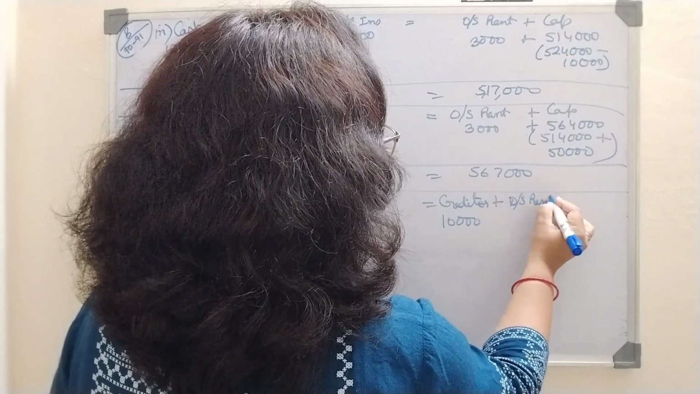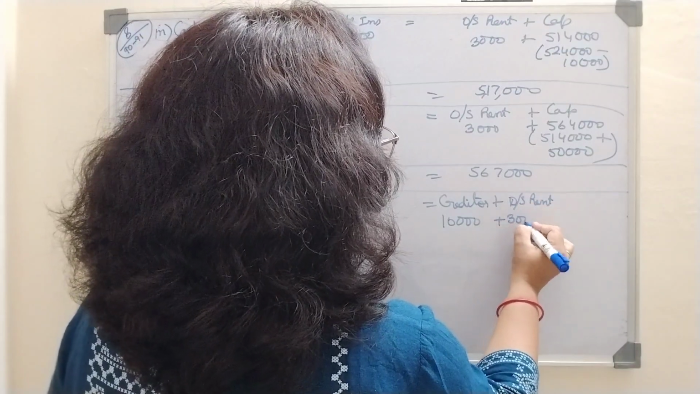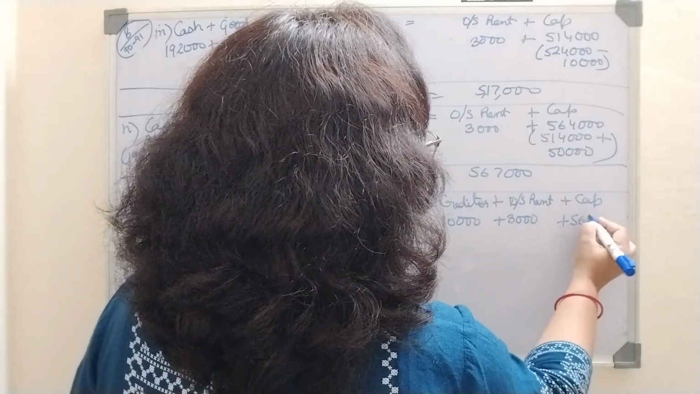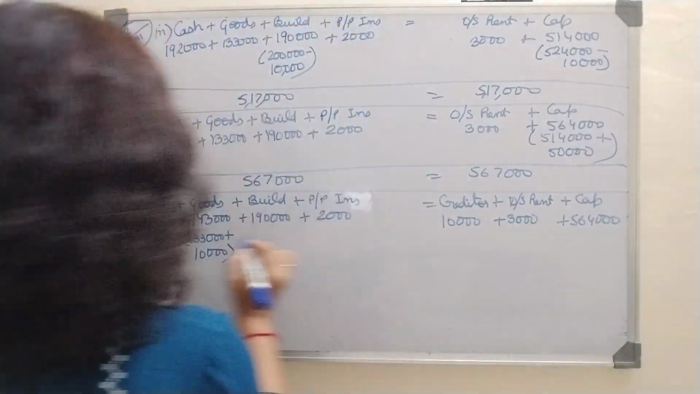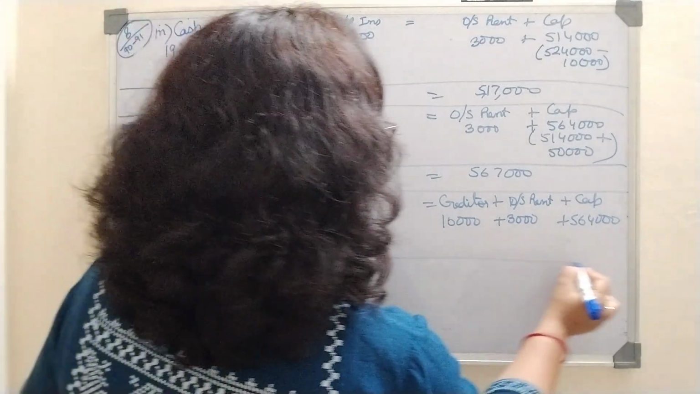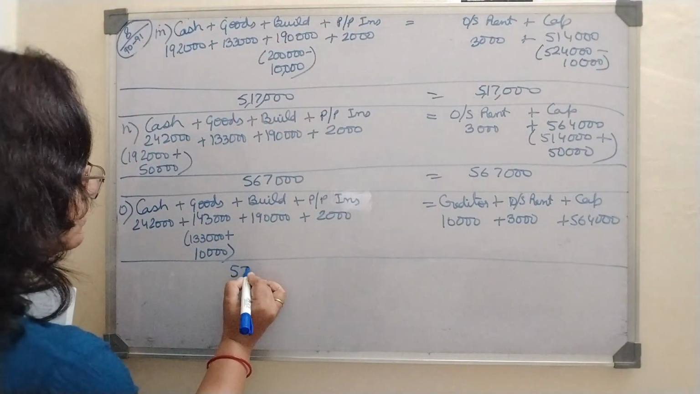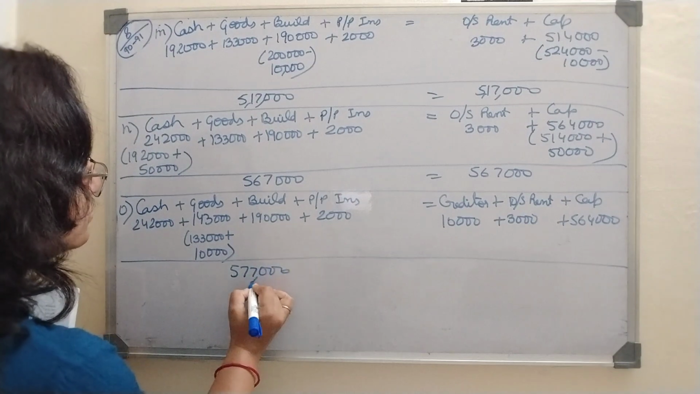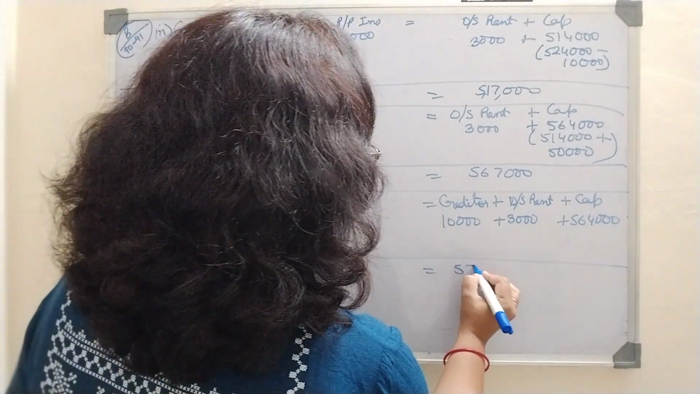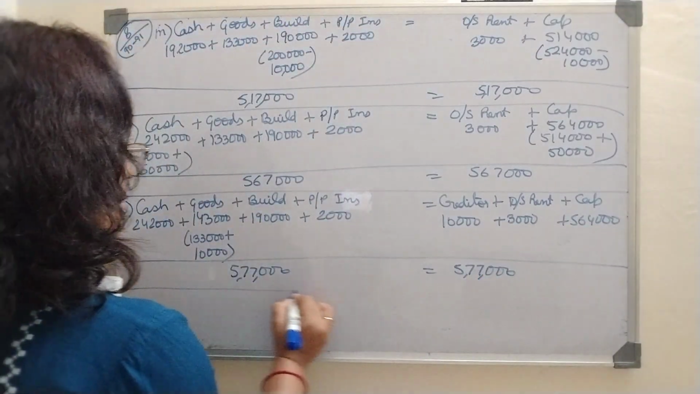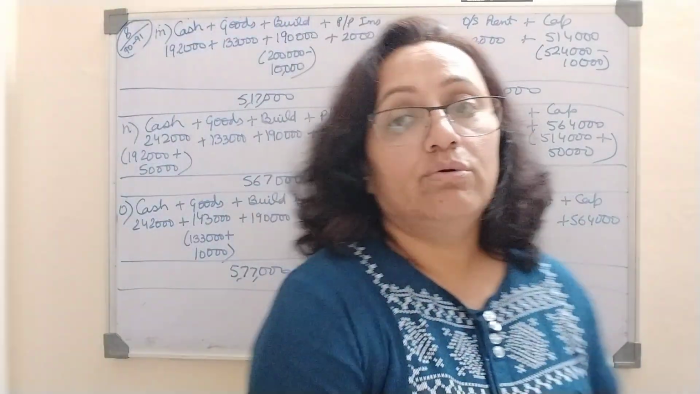Outstanding rent will remain 3,000. Capital will remain as 5,64,000. Right? So it comes to 5,77,000. I hope the question is clear to all of you.